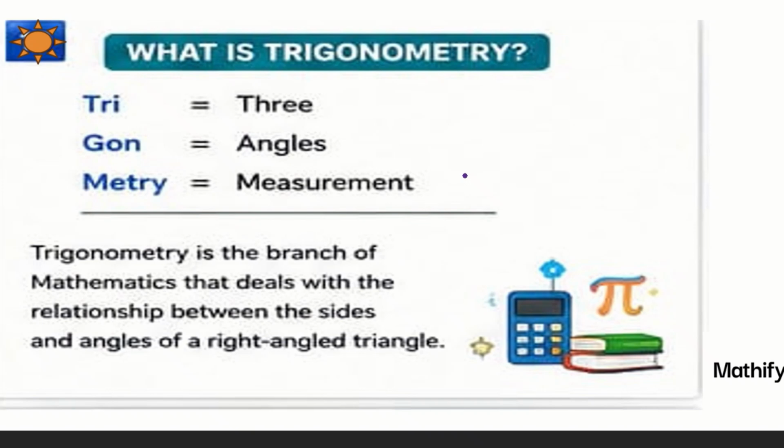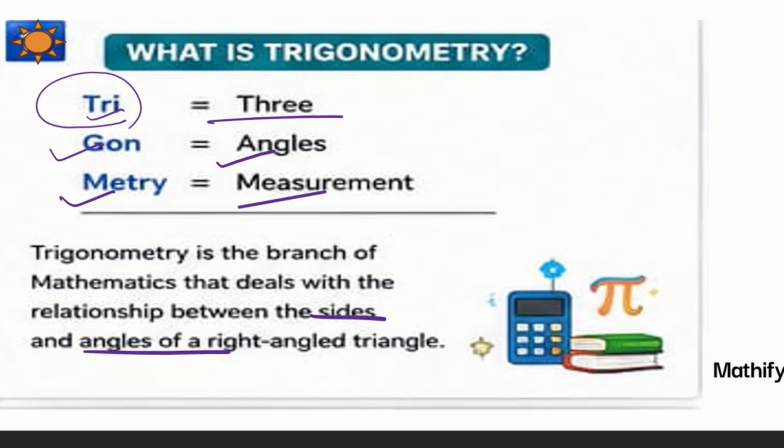Basically, trigonometry is made up of three word segments: tri, gon, metry. What is the meaning of tri? Tri means three, gon means angles and metry means measurement. So, trigonometry is the branch of mathematics that deals with the relationship between the sides and angles of a right angle triangle. So, trigonometry is basically a relationship between the sides and angles of a right angled triangle.